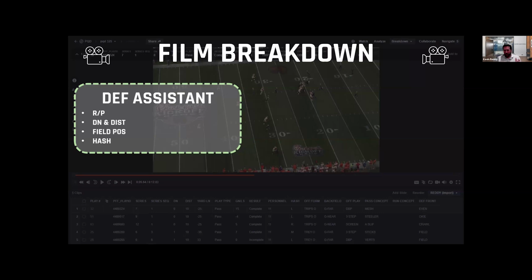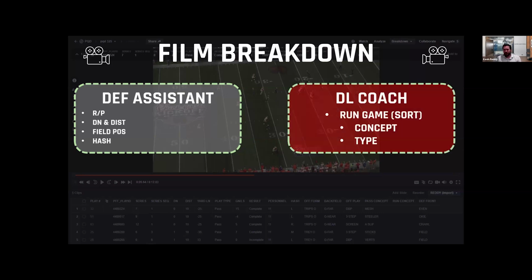Good data in equals great data out. And as soon as you can get that information in, you're going to scaffold and build it for the rest of the staff for that process. So as we go to the defensive line coach, or if you've got a couple assistants, being able to say, all right, your job when we break down the tape is to break down just the run game. We'll create a cut up from the defensive assistants' breakdown and just look at the runs.